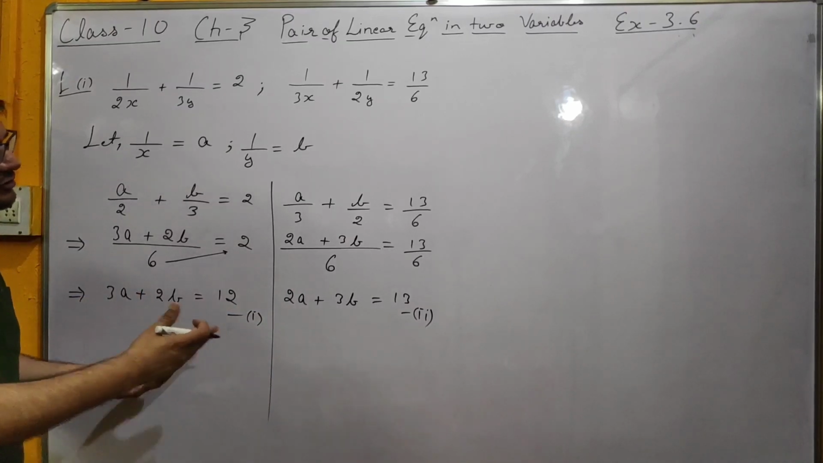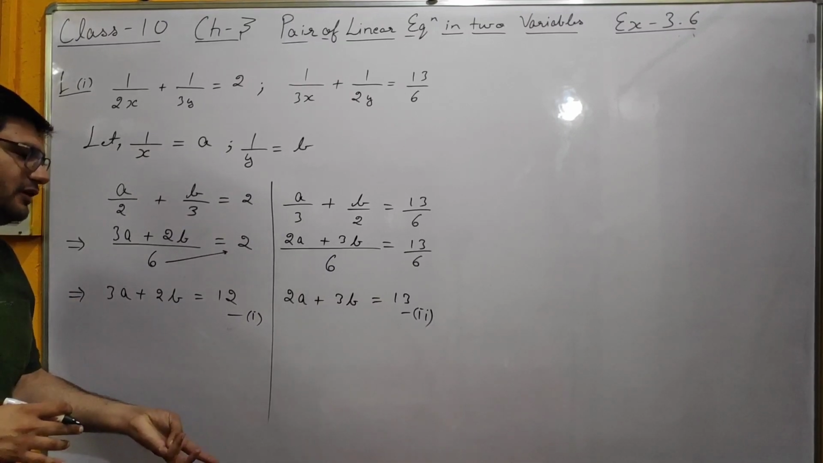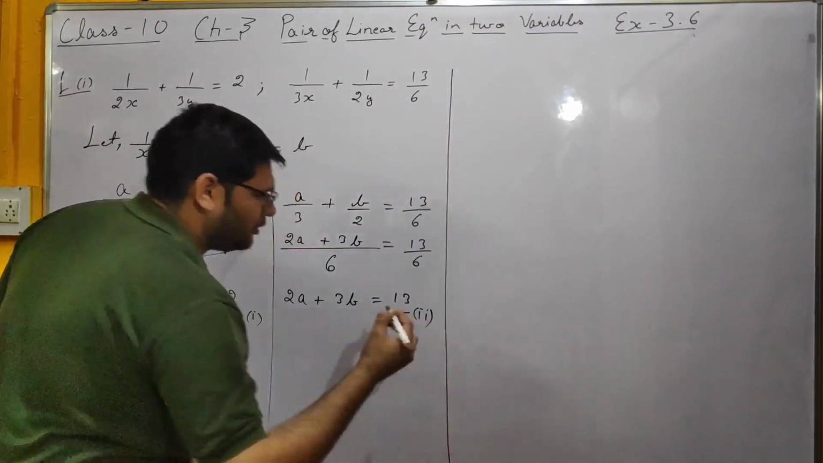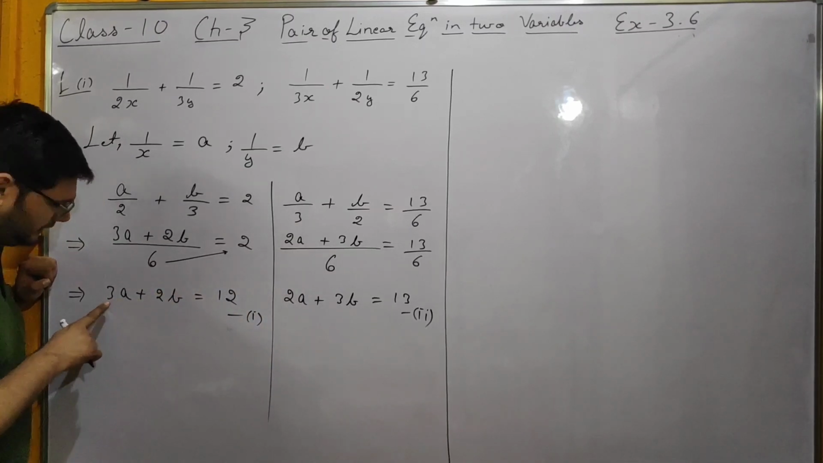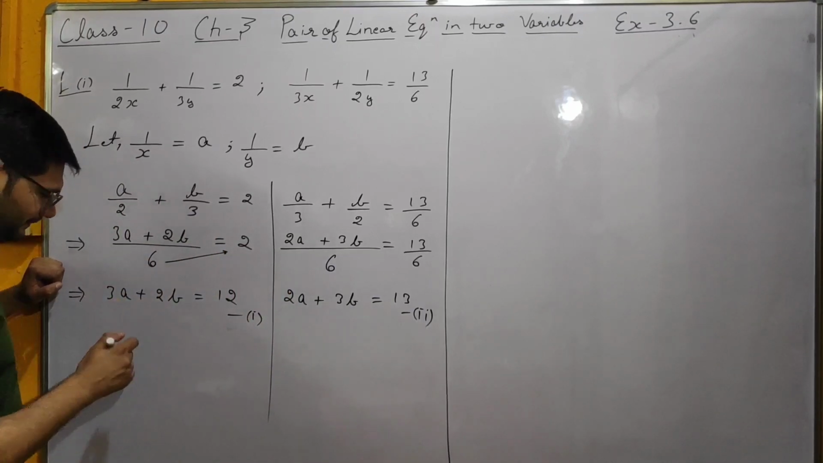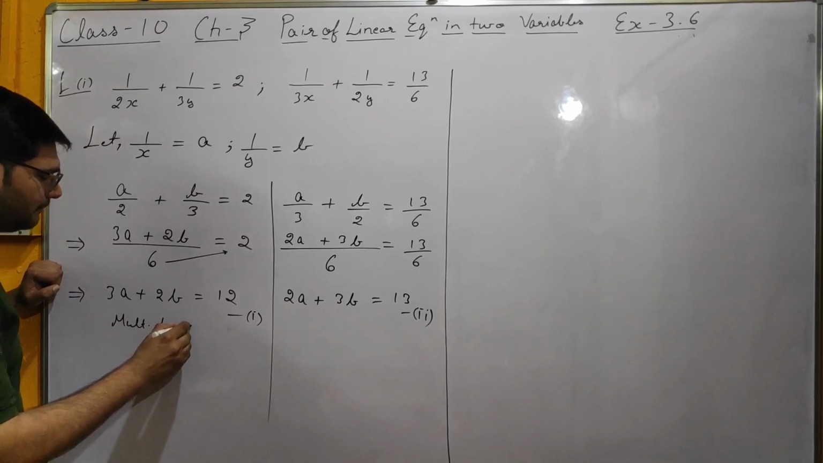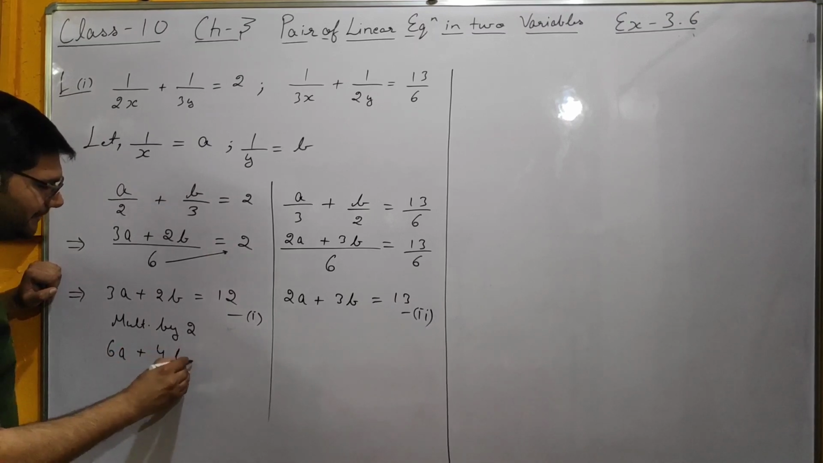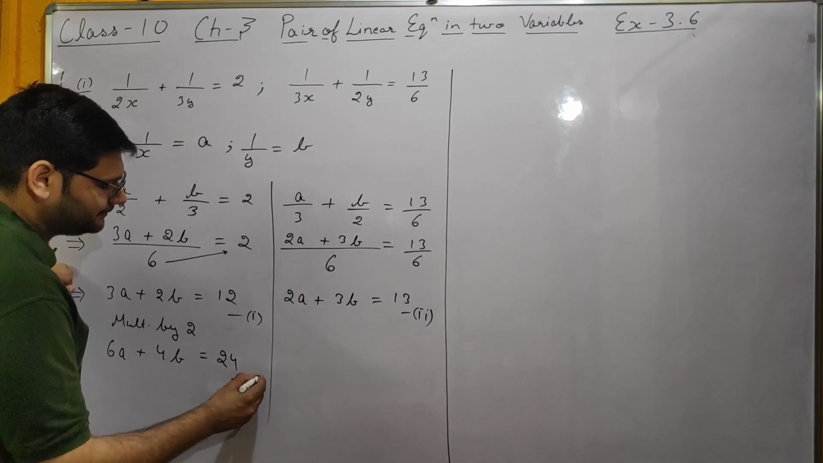Now we can solve them by any method: substitution, elimination, or cross multiplication. So let's solve it. It is 3, here it is 2. We'll multiply this equation by 2, it will become 6. We will multiply this equation by 3, it will also become 6. So multiply by 2: 6a plus 4b equals 24. Clear? So this is our third equation.